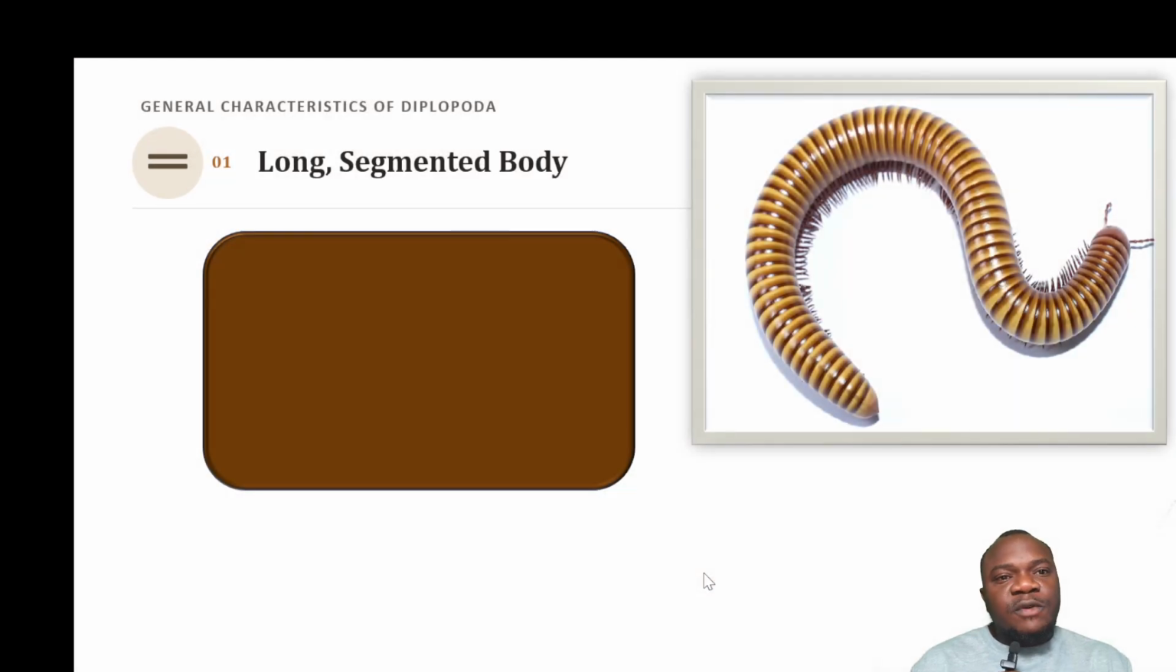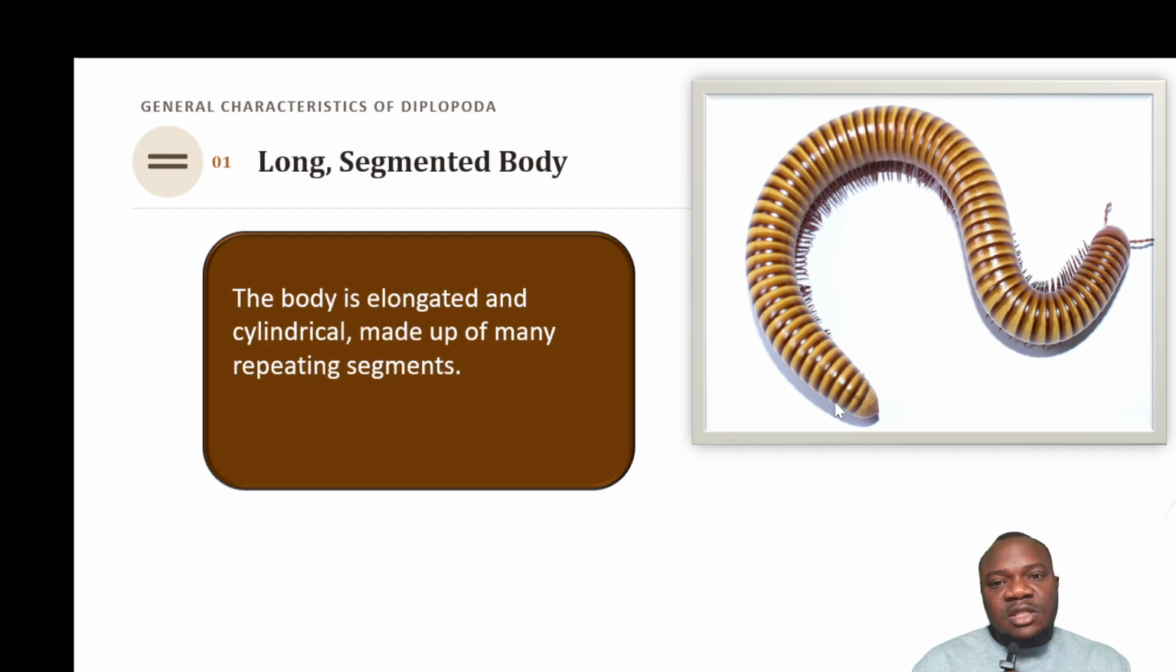The first one: they have a long, segmented body. You can see the body has different segments, and all these are segments. These segments are made up of many repeating lines, and they are elongated and cylindrical in shape, unlike the centipede that is flattened. You can see how elongated they look. They're like a cylinder.